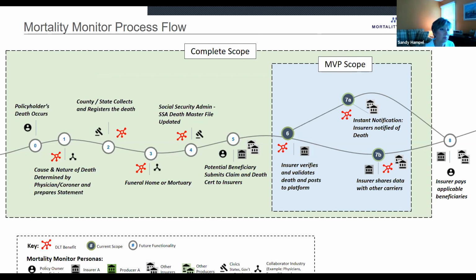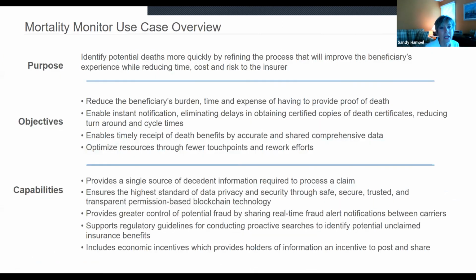So with that, I'd like to move on to the next slide. And again, this use case provides a common platform that allows us to access in a secure, transparent manner decedent information that allows the carriers to identify potential deaths more quickly by refining that process, improving the beneficiary's experience, again, reducing their time, cost, and risk to the insurer.